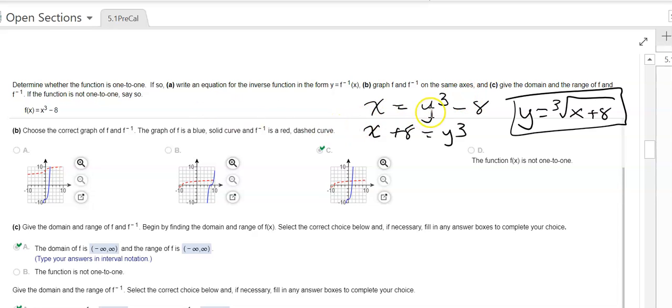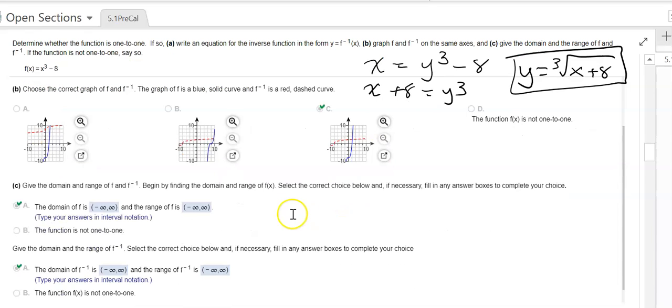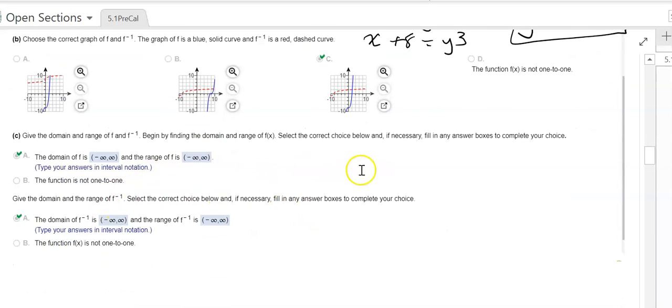We're just switching our x and y values and solving. Once again, we're looking for the graph that is symmetric about y equal to x. I didn't draw it on there, but oh well. Here, once again, same thing with the domain and range.